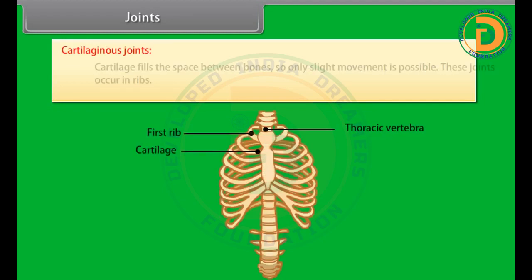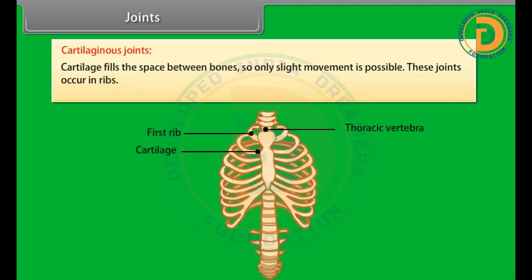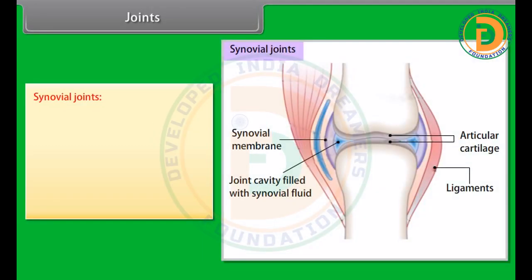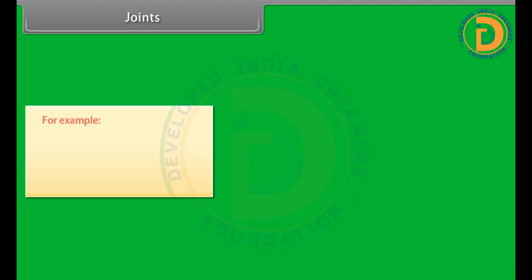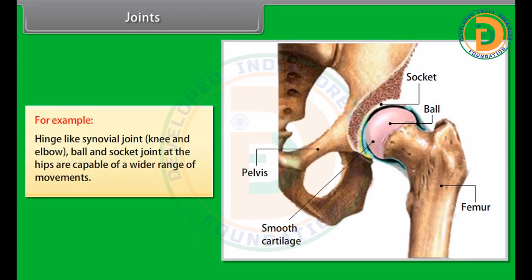Cartilaginous joints. Cartilage fills the space between bones, so only slight movement is possible. These joints occur in ribs. Synovial joints. In these, adjoining bones are separated by a cavity. The articulating ends of the bones are covered with a cushiony layer of cartilage, and they are stabilized by ligaments. Synovial joints are built to allow movement. For example, hinge-like synovial joints such as the knee and elbow, and the ball and socket joint at the hips are capable of a wider range of movements.